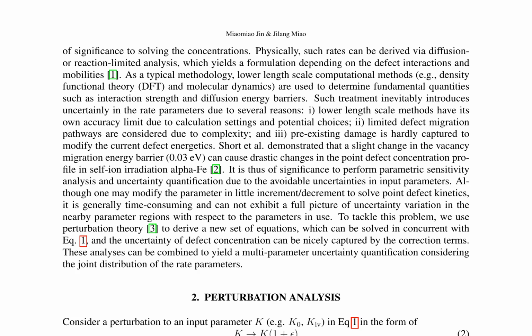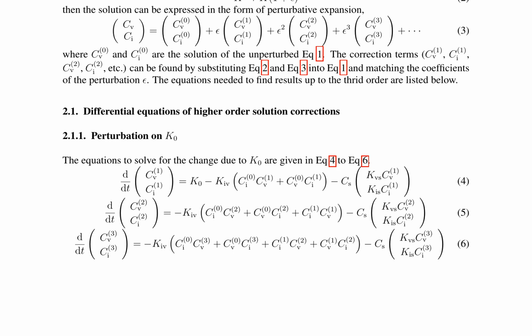By considering a perturbation to an input parameter k in the form of k → k(1 + ε), the solution can be expressed as a perturbative expansion, as shown in equation 3. The correction terms, such as C1,V, C1,I, C2,V, and C2,I, can be found by substituting the perturbed equation into equation 1 and matching the coefficients of the perturbation ε.